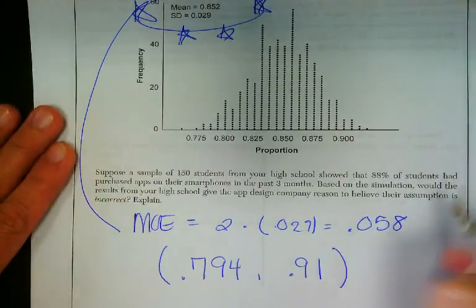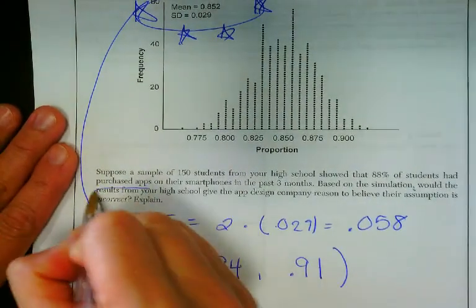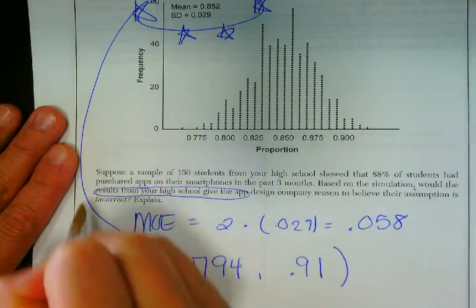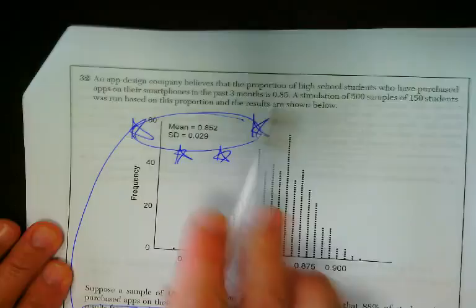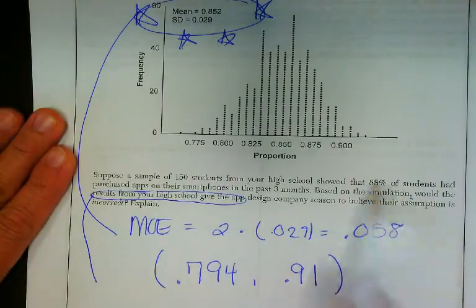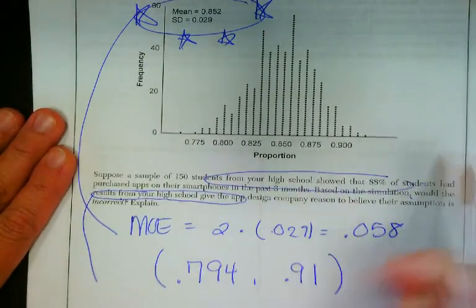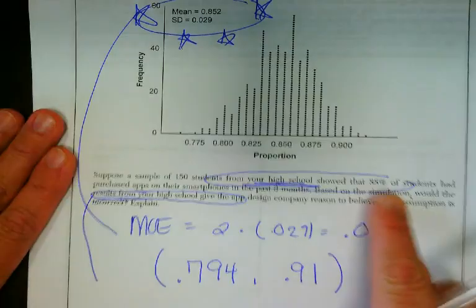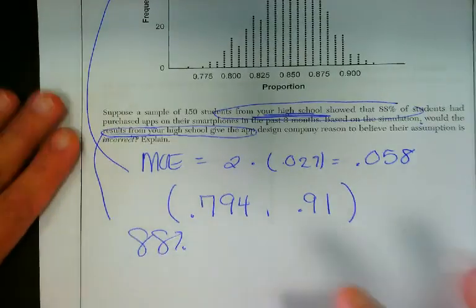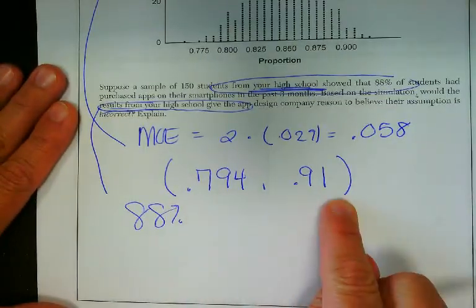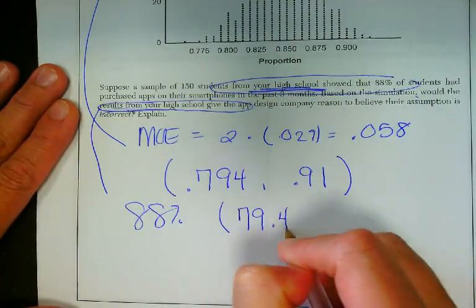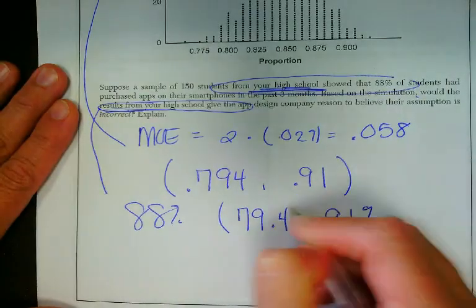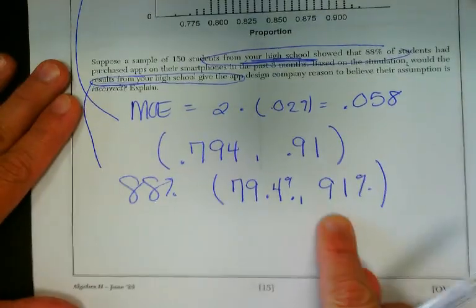Okay, so the question was, based on this simulation, would the results from your high school, what are the results from your high school that they're talking about? 88%, not this number up here. The results from your high school, right here it said, your high school, matches up word for word. So I'm looking at 88%. So all I'd have to do is convert these to a percent, right? So what percent are these? 79.4 and 91%. So what can I say about 88%?